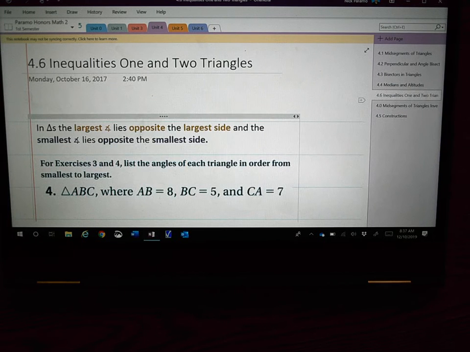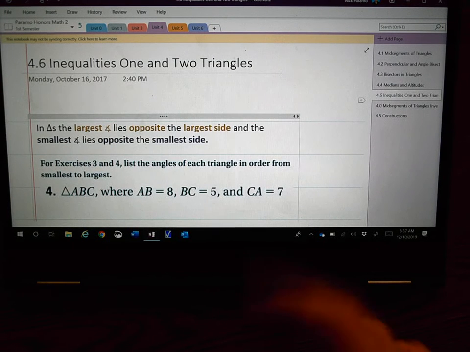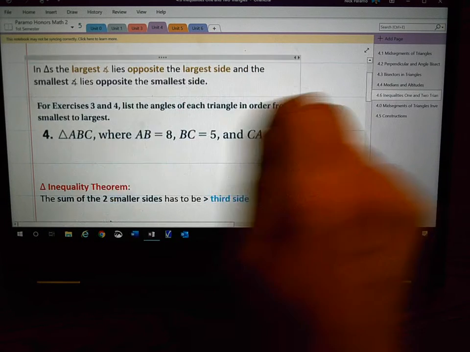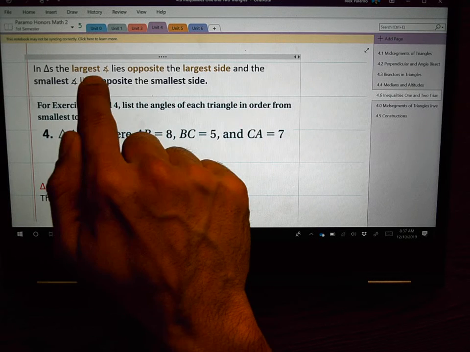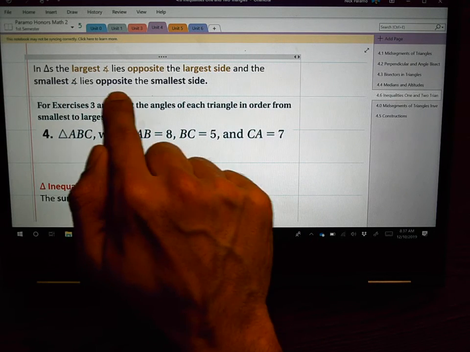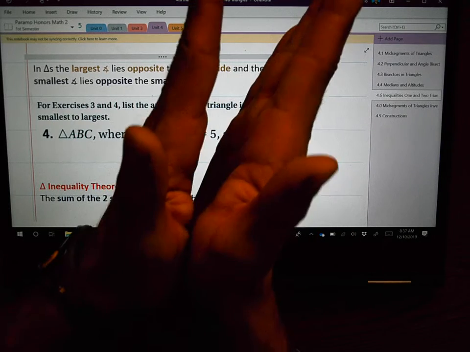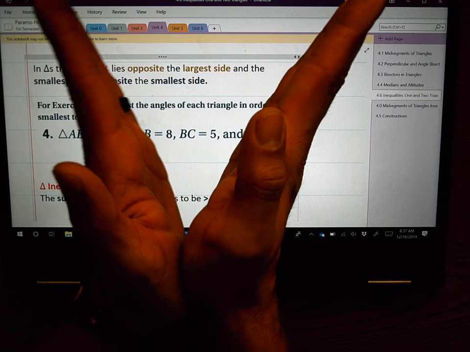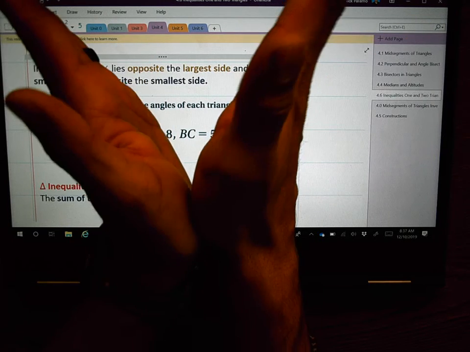The last idea, which there are going to be some questions on, will deal with inequalities, and there's several ways you can do it. The first big idea is that the largest angle is across from the largest side, and the smallest angle is across from the smallest side. As angles get bigger, think about the side across from it, how they get longer every time you open up the angle.